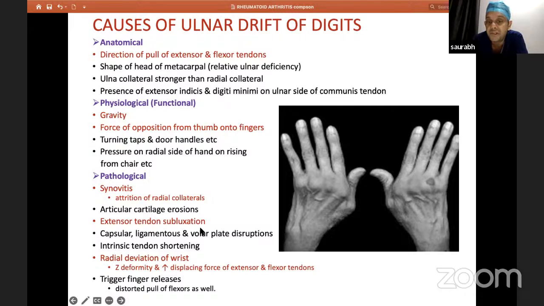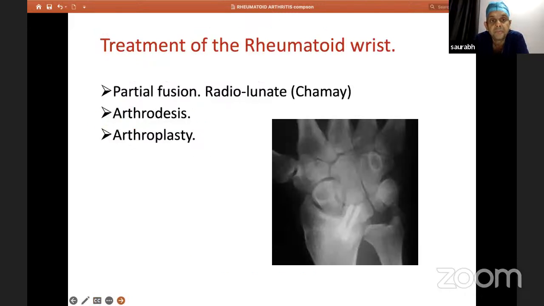Extensor tendon subluxation in the ulnar gutters we've spoken about. And as the carpus supinates and radial deviation of the wrist happens, biomechanically, the force of the extensor and flexor tendons will start pulling the fingers ulnarwards and the wrist radialwards. So remember some of the causes for exam purposes.